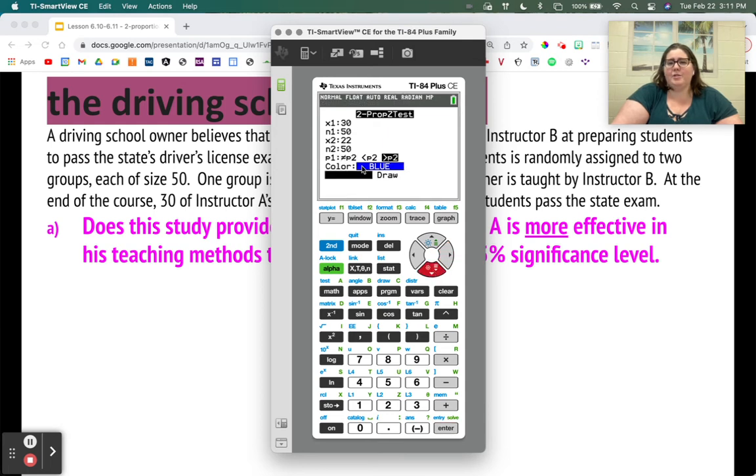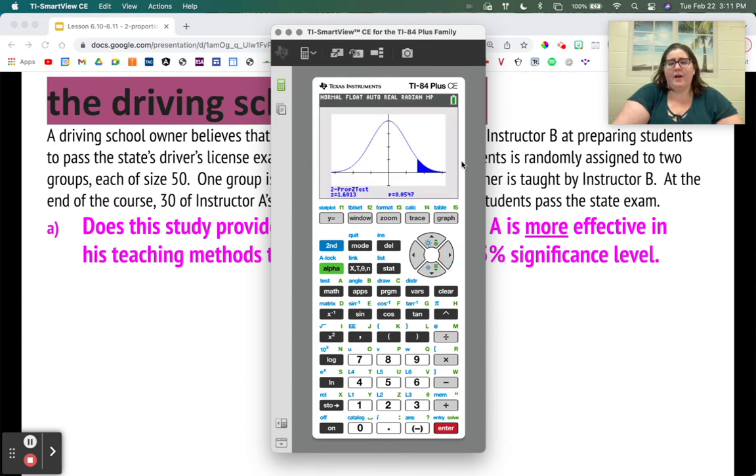And then again, we have the option to calculate or draw. I always like draw because I like that it gives me a graph of what's actually happening. So this graph that's shown is the sampling distribution for the difference of p1 minus p2. And we were wanting that difference to be greater than 0, so it's shading over here to the right.